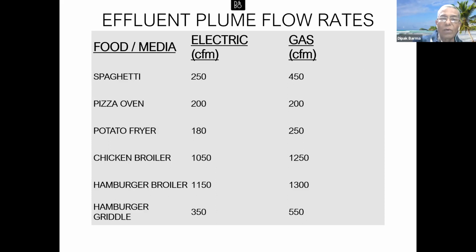When you are talking about food, spaghetti, when it is cooked in electric or in gas, requires different levels of airflow. Similarly for all the items. Electric cooking is slower, it requires lesser CFM, whereas in gas, when you cook, the heat is much higher and you have to have better airflows to exhaust.